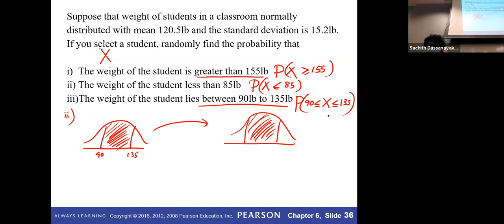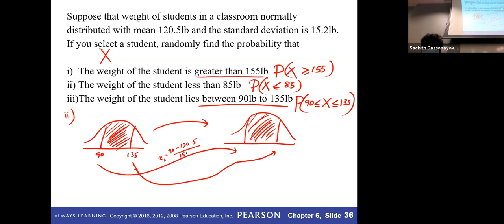Actually you can use this notation to find this C value. It's the same thing, but since I use another approach, let's do this. For this one, let me call it C3 = (90 - 120.5) / 15.2. This one, C4 = (135 - 120.5) / 15.2.